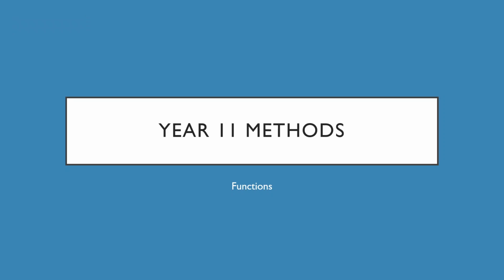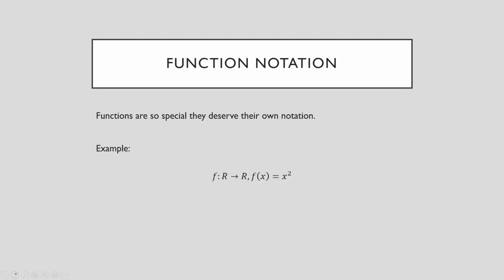Hi everyone, we're going to continue our discussion on functions by looking at this special thing called function notation. Functions are really special mathematical objects, so special and they pop up so often that they deserve their own way of notation. They deserve their own way of being described, being represented, being defined. As an example here, I've written down a complete function notation for the function f of x equals x squared.